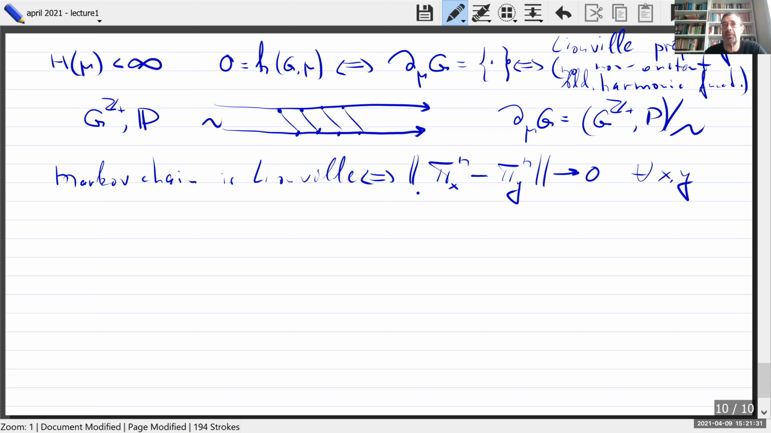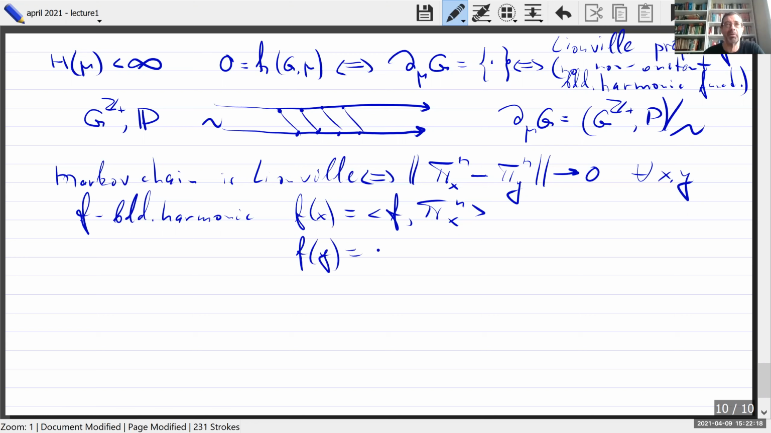And of course, if this property holds, then clearly we have the Liouville property. Why? If we have a bounded harmonic function, then it satisfies the mean value property, not just with respect to one-step transition probabilities, but also with respect to n-step transition probabilities. And therefore, the value of this harmonic function at the point x is the result of averaging our function f with respect to n-step transition probability. And in the same way, the value at any other point is the result of averaging with respect to n-step transition probabilities issued from this other point.